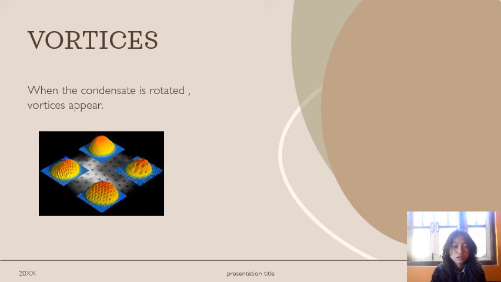Vortices. When the condensate is rotated, vortices appear, as you can see in the given figure. Moving to the next slide.